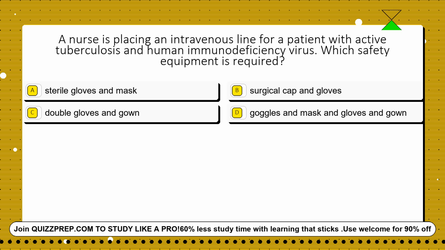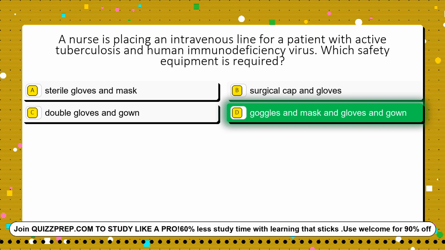Question 1. A nurse is placing an intravenous line for a patient with active tuberculosis and human immunodeficiency virus. Which safety equipment is required? Option A. Sterile gloves and mask. Option B. Surgical cap and gloves. Option C. Double gloves and gown. Option D. Goggles and mask and gloves and gown.